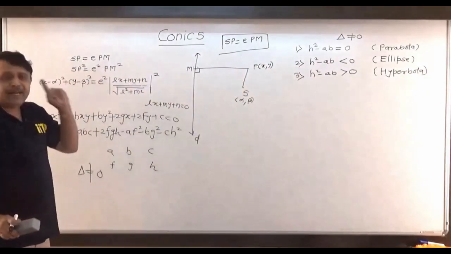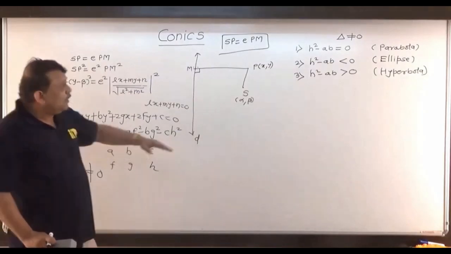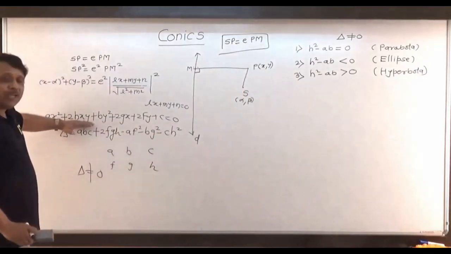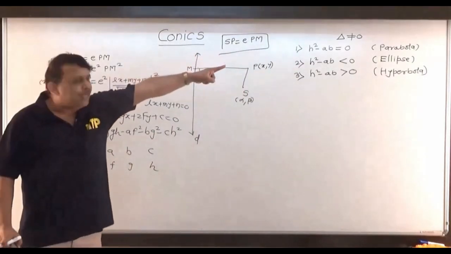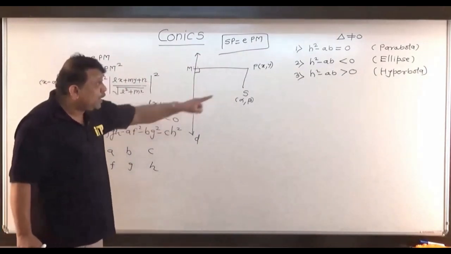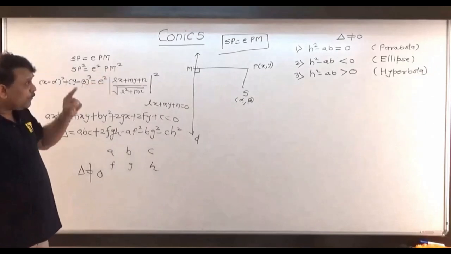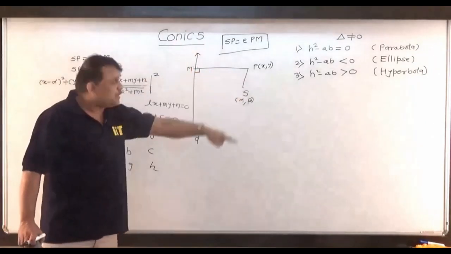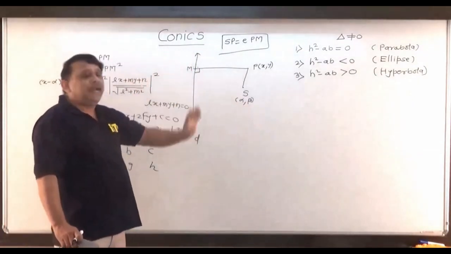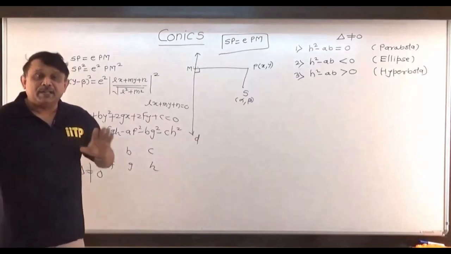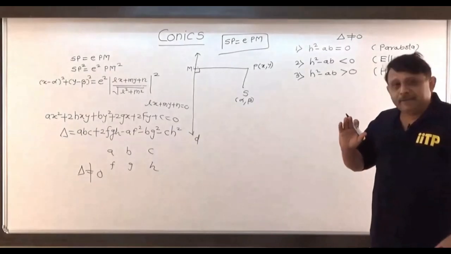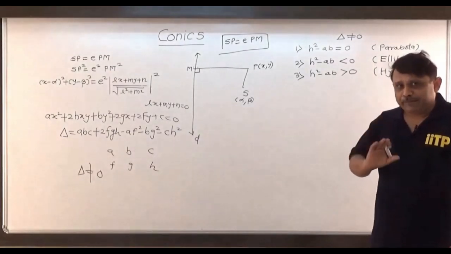So, whenever delta is not equal to 0 and we deal with h square minus ab, it can be classified. This equation will represent a parabola if delta is not equal to 0 and h square minus ab is equal to 0. It will represent an ellipse if delta is not equal to 0 and h square minus ab is less than 0. And it will represent a hyperbola if delta is not equal to 0 and h square minus ab is greater than 0. This way, we have derived the general equation of conic.